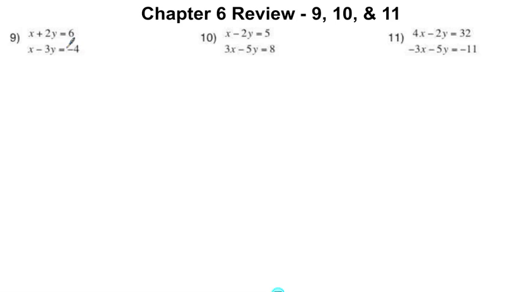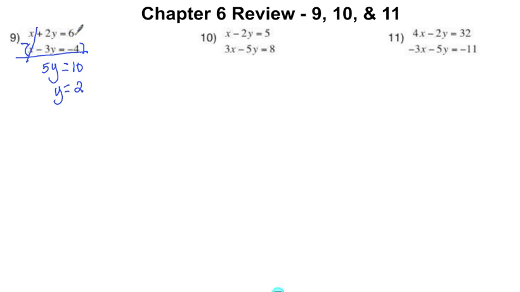So we're going to drop out our x terms. So I'm going to get x minus x, same sign, subtract. 2 minus a negative 3, and if we need to, let's go ahead and put parentheses to make sure we remember all of these things are being subtracted. So I get 5y equals 6 minus a negative 4 is 10. y equals 2. Again, we're not done.